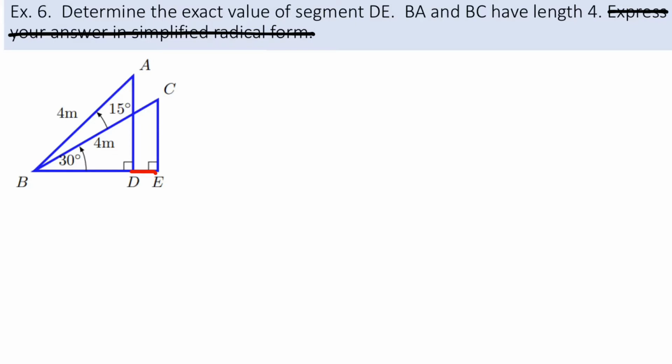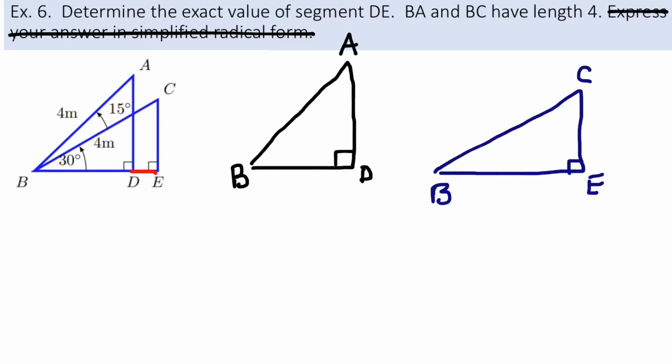So the best strategy for these is to pull them apart and draw them separately. So let me do that first. So I've drawn them separately. Now I'm going to put my numerical information on them. So I'm given that I have a 4-meter hypotenuse on both of them. So I'm going to write 4 here and 4 here.